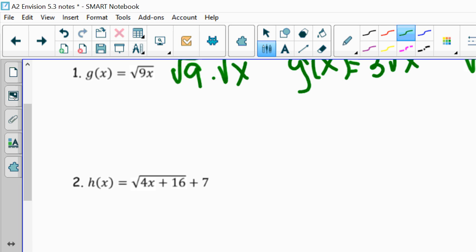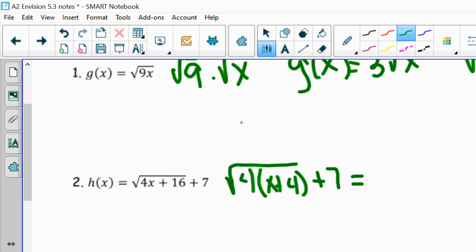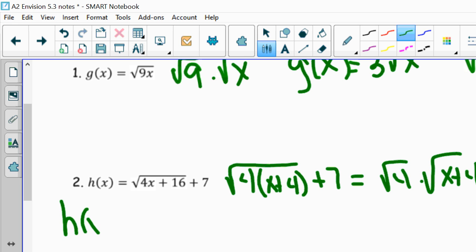So here underneath my radical, I have 4x plus 16. What do they have in common? So I could factor a 4 out of that, and then I get x plus 4, all of that plus 7. So now again, this is like the square root of 4 times the square root of x plus 4, all of that plus 7. So I could say h of x is equal to the square root of 4, that's 2, square root of x plus 4, all of that plus 7.